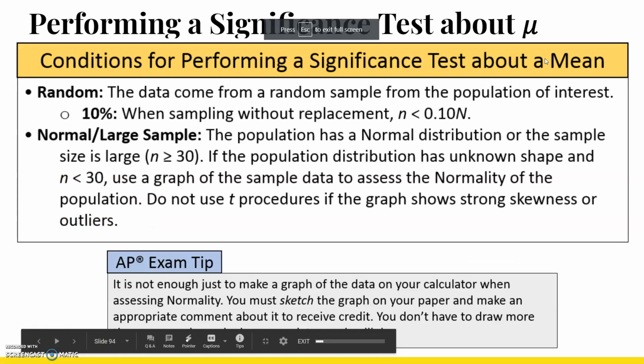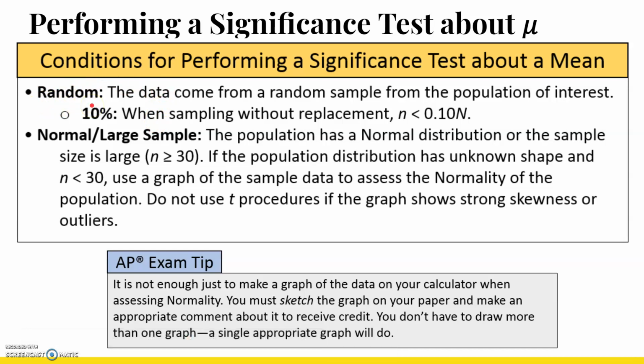let's get started here. So we're going to look at some conditions here. And a lot of them should sound familiar. We've got the random condition, which means the data come from a random sample from the population of interest. 10%: when sampling without replacement, make sure that your sample is less than 10% of your population size n.